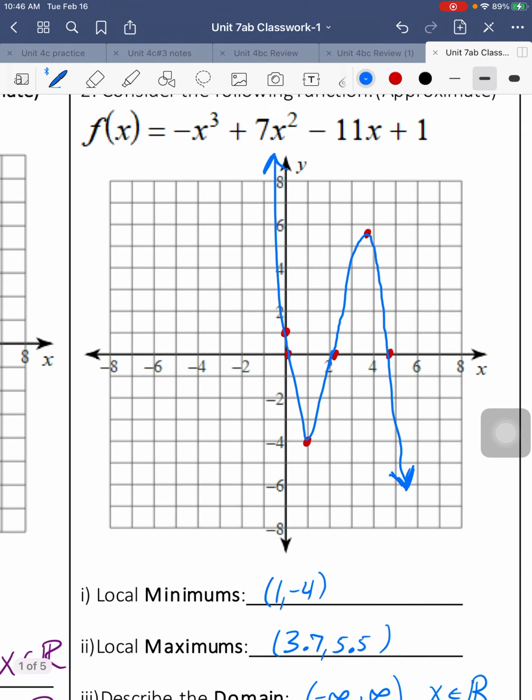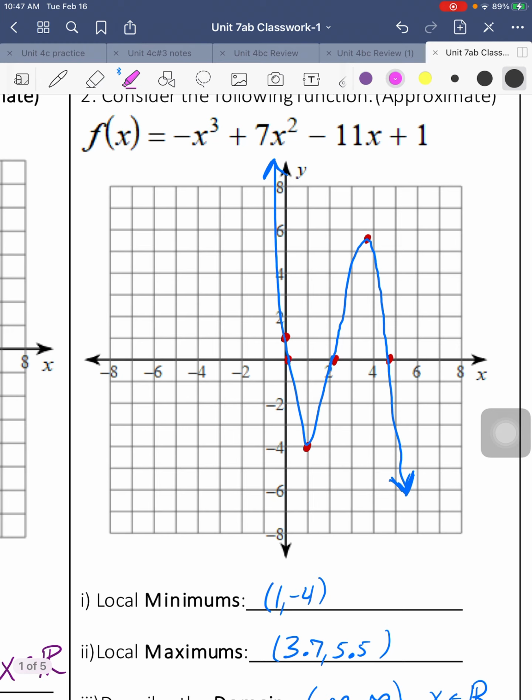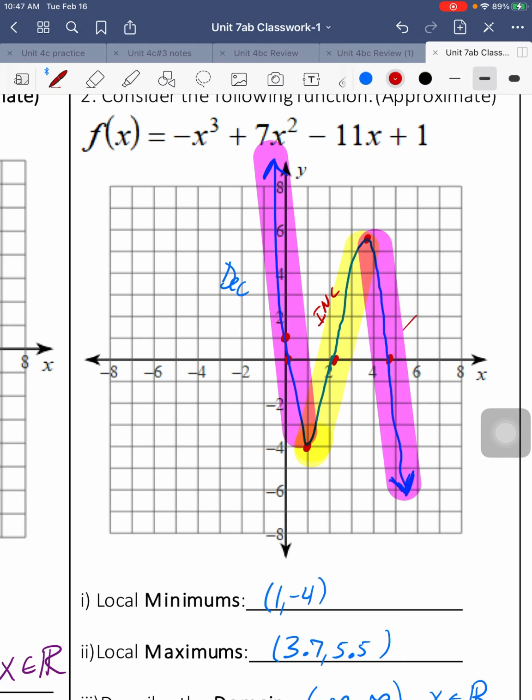All right, increasing, decreasing. Now we need to actually label some things. Starting on the left, as you go down, that is decreasing. And then we're going to turn, and you're going to increase. And then the graph's going to turn again, and it'll decrease again. So we have 2 decreasing portions and 1 increasing. Let's just label them.